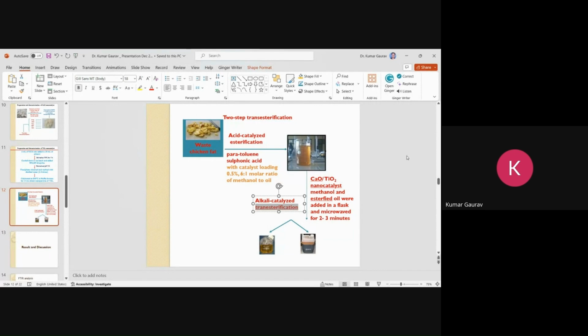In that, we added calcium oxide and titanium oxide, and we have not used external heating, but we have used the microwave. The process is completed within 2 to 3 minutes, whereas if you use the conventional process, with heating, it takes around 1 to 2 hours. With the microwave assisted transesterification process, it is completed within 2 to 3 minutes. After that we get the biodiesel and the glycerol.